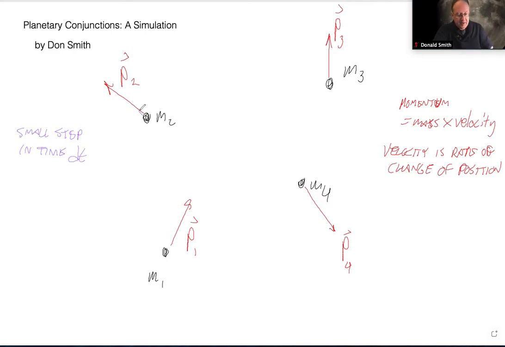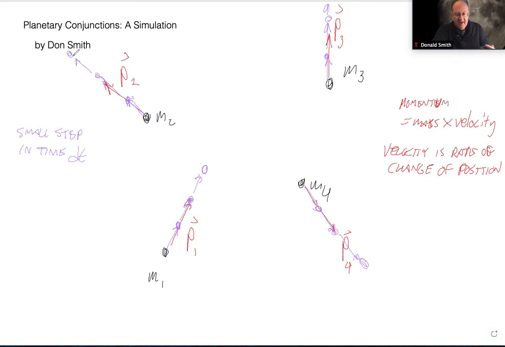So that might be from this location to that location. And this one might move from this location to that location. But it's going to be along the same direction as the velocity, which is in the same direction as the momentum. And then I go another small step dt, and it'll move each mass along another step. And I go another step, and everything keeps moving. Each time one step dt into the future.